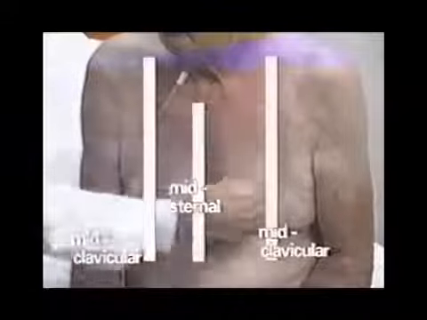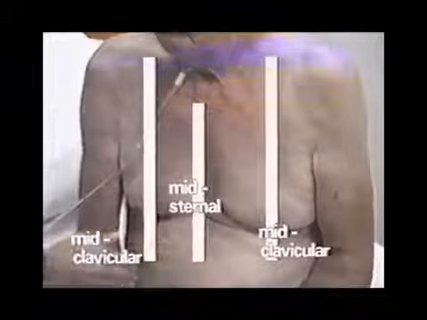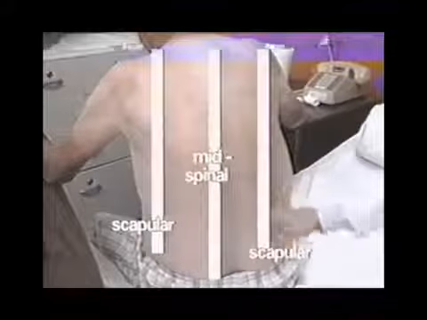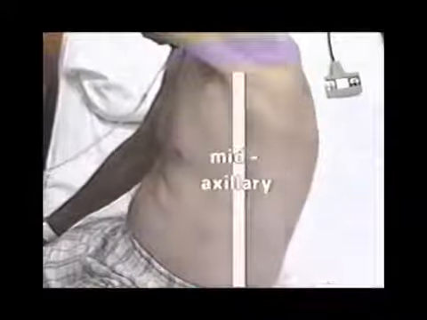Imaginary lines can be drawn on the chest to aid in identifying underlying organs and any abnormalities. These are the mid-sternal line, the left and right midclavicular lines, the mid-spinal line, the left and right mid-scapular lines, and the mid-axillary lines.